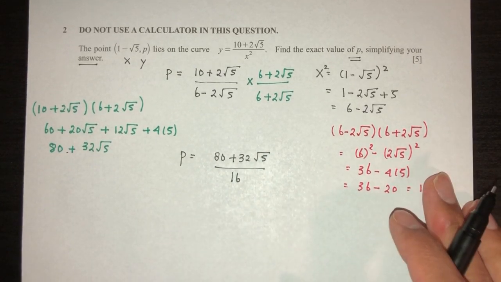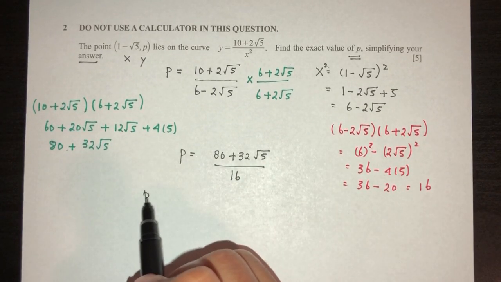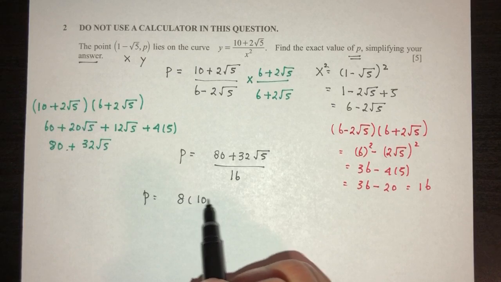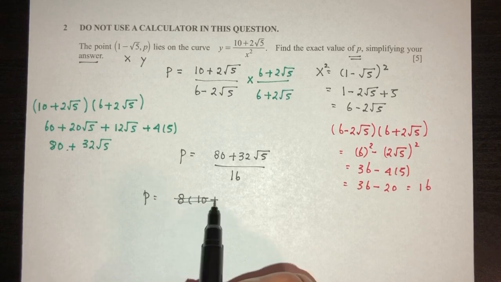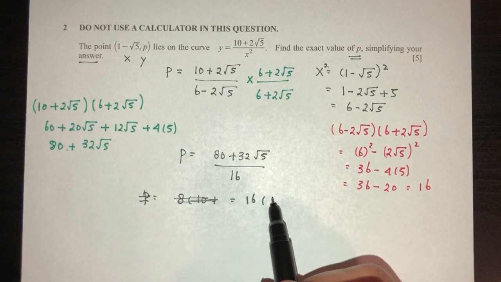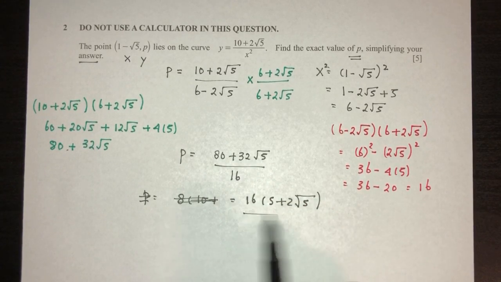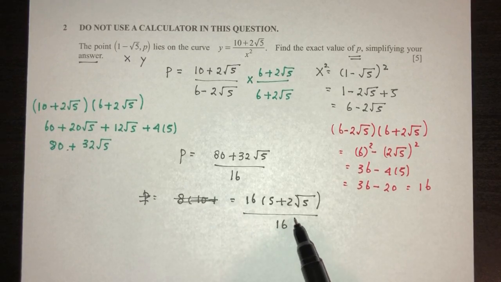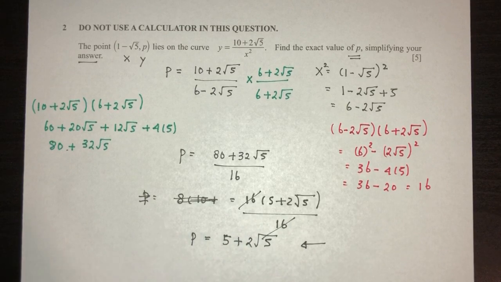That is your point P. But now you can simplify this more if you want to. We can take 8 out. So let's take 8 out. Pretty easy, directly. So let's take 16 out. So take 16 outside, you will have 5 plus 2 root 5 divided by 16. This will cancel out. So you will have your point P is equal to 5 plus 2 root 5, and that will be your answer for question number 2.